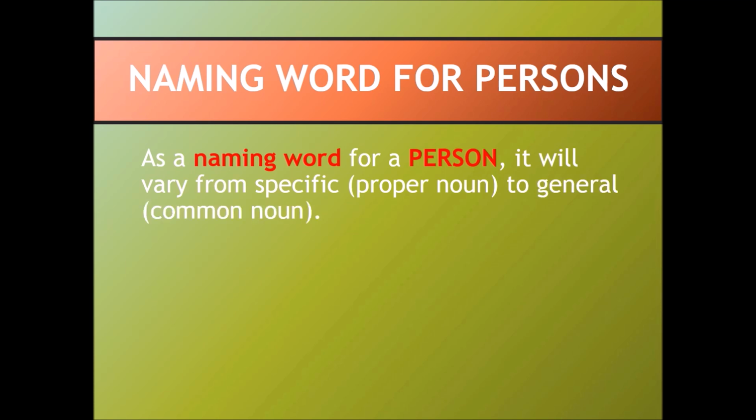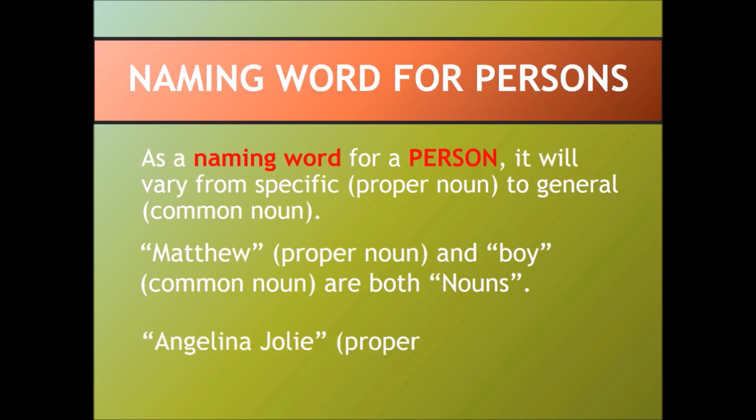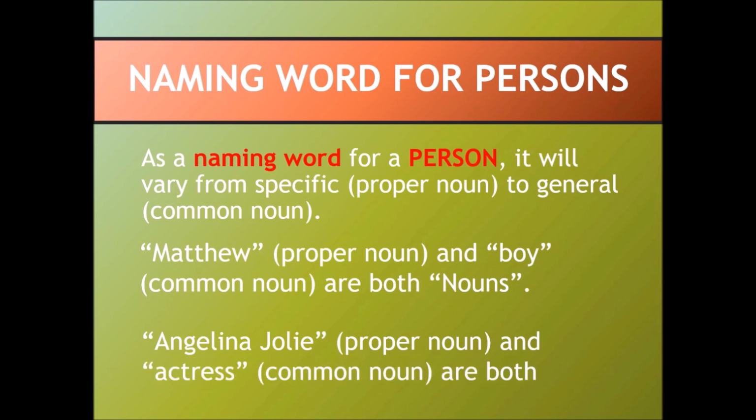Examples of this: Matthew is a proper noun, a name of a boy, and boy is a common noun, and they are both nouns. The second example is Angelina Jolie, an actress, proper noun, and the word actress is a common noun, and they are both nouns.